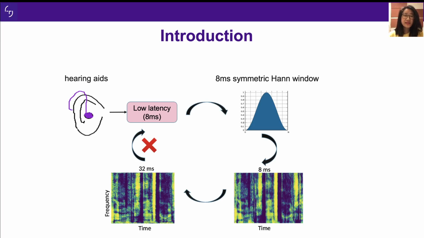If we want to satisfy this low latency requirement, then we have to suffer from this poor resolution spectrogram. And if we want to have a better spectrogram, then it doesn't satisfy the low latency. What to do? What should we do? Luckily, asymmetric windows save the day.